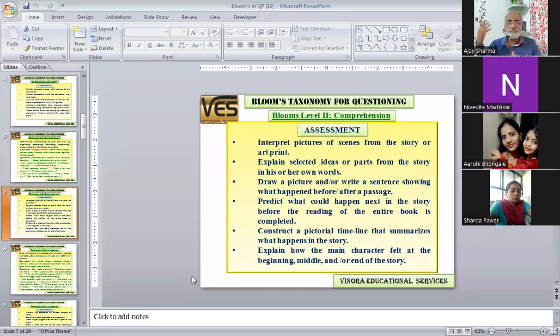Let us say, for example, you hear a story, and then you listen to a passage and then draw a picture on that. So that way you comprehend, and this is the way you assess.